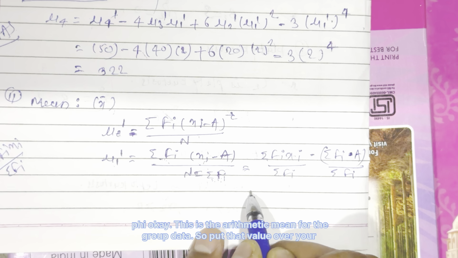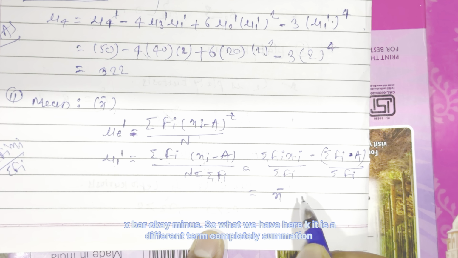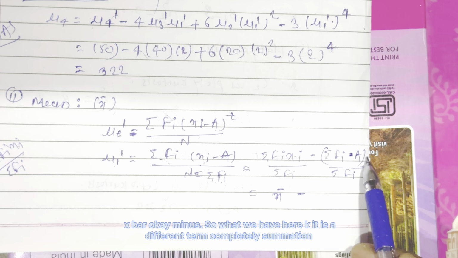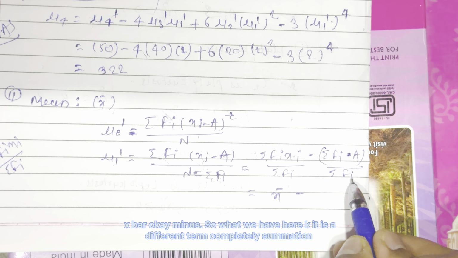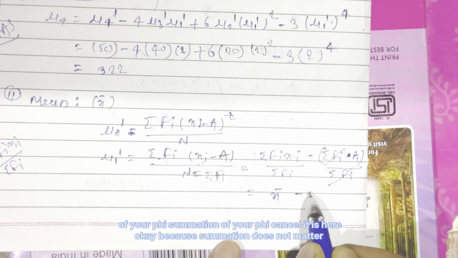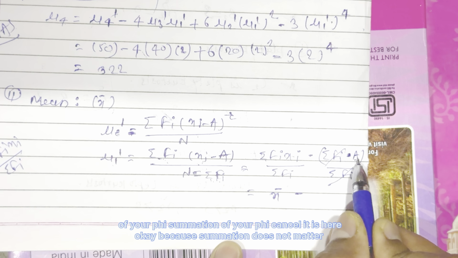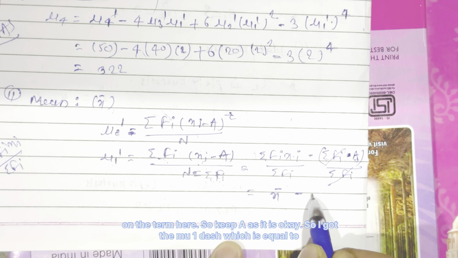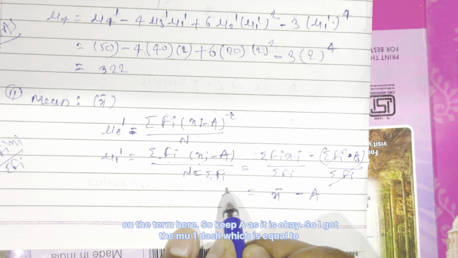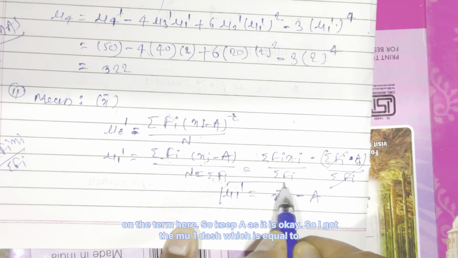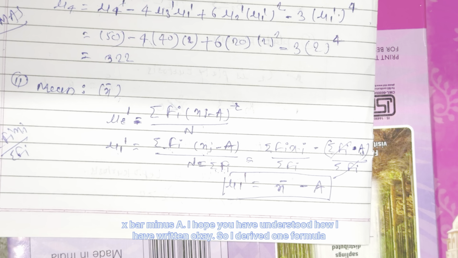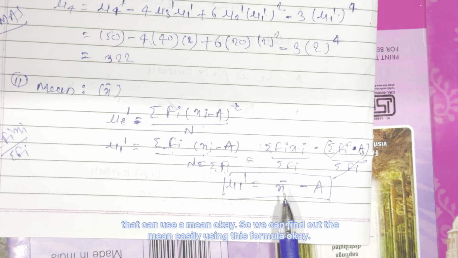So put that value over here, x bar, minus a, which is a different term completely. The summation of fi cancels here, because the summation does not matter for the term a, so keep a as it is. So I got mu1 dash equal to x bar minus a. I hope you have understood how I have written it. I derived one formula that gives us the mean, so we can find the mean easily using this formula.